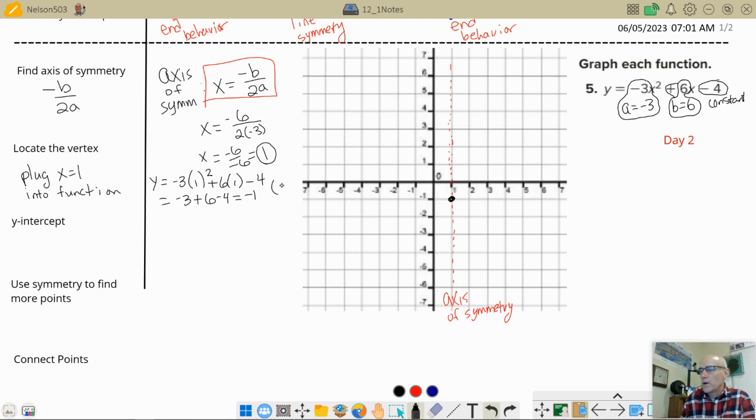Let's put the ordered pair down. 1 comma negative 1. Gosh, I hope I didn't make an arithmetic mistake. Somebody's going to point that out in class. If I did, they're going to make fun of me.